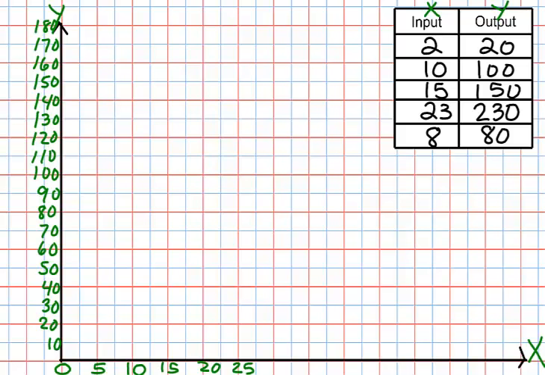So we'll have to graph that one off the screen. But let's start with 2. Go over to 2, which is almost to the middle, and up to 20. The next number, 10, and up to 100. Then we have 15, and we go up to 150. 23 isn't on the graph on our screen, so we're going to go back and let's graph 8, and that goes up to 80.